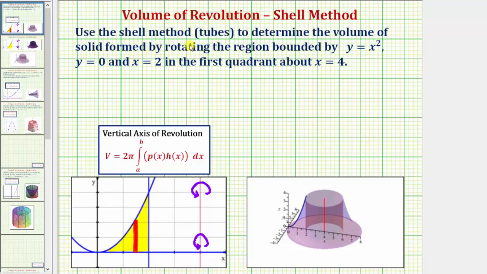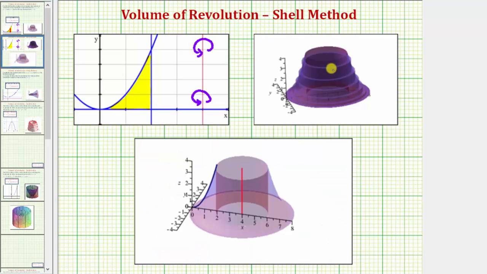Whenever using the shell method or tubes method to determine a volume of revolution, it's always helpful to sketch a rectangle in the bounded region that would be parallel to the axis of rotation. So we'll be using this red rectangle here to help set up the integral that will give us the volume of the solid. If we were to rotate this rectangle about the axis of rotation, it would give us one shell or one tube of volume of the solid. And here's a picture of several tubes or several shells that would be used to approximate the actual volume.